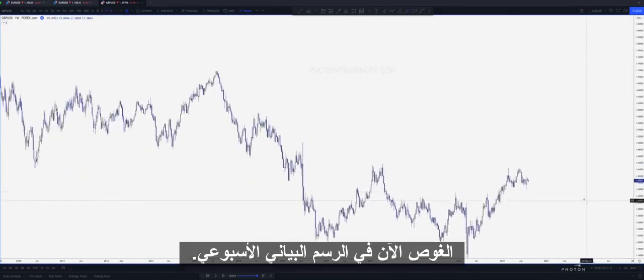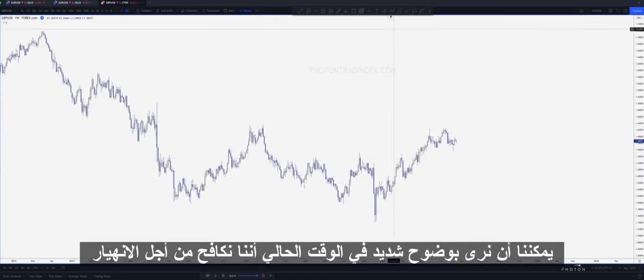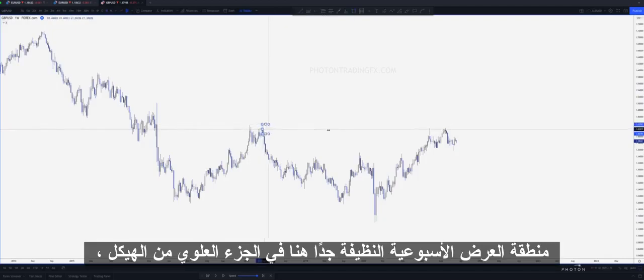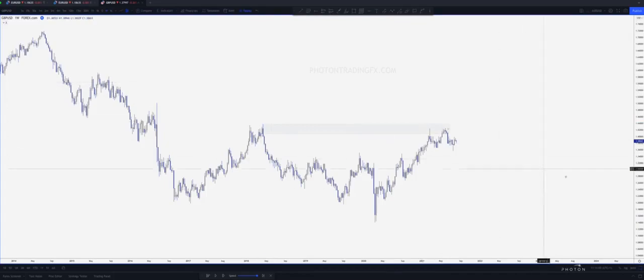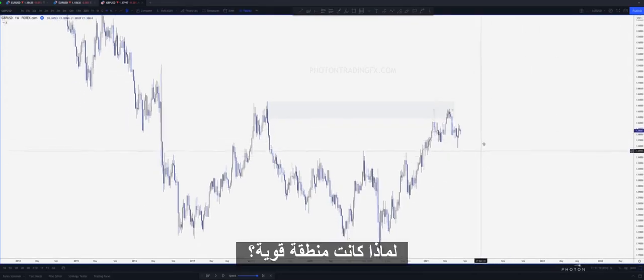Now diving into the weekly chart, we can very clearly see at the moment that we're struggling to break this pretty clean weekly supply zone up here at the top of structure. So let's put that on as our weekly zone. Now, what do you notice about this zone? Why was it a strong zone?